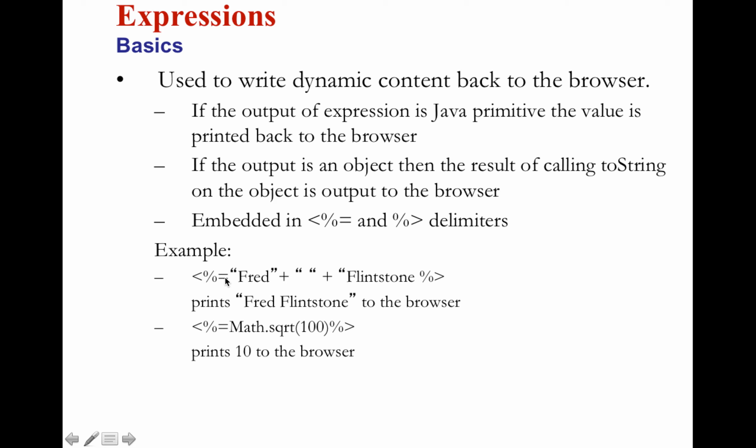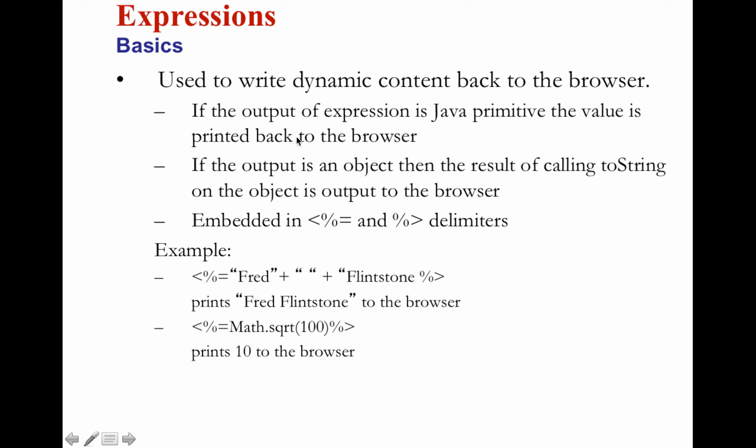And then we have this one here with the equals next to it, called an expression tag. It's used to write dynamic content back to the browser. If the output of the expression is a Java primitive, the value is printed back to the browser. For example, Fred Flintstone will be printed to the screen. And if we do the math square root of 100, it's going to print out 10 to the browser. So it prints out the output.